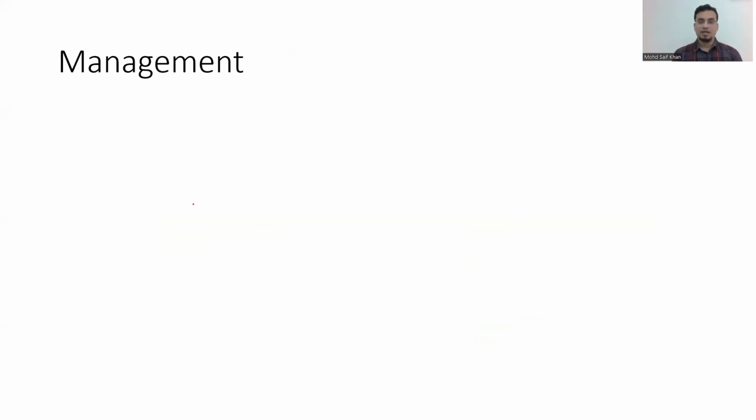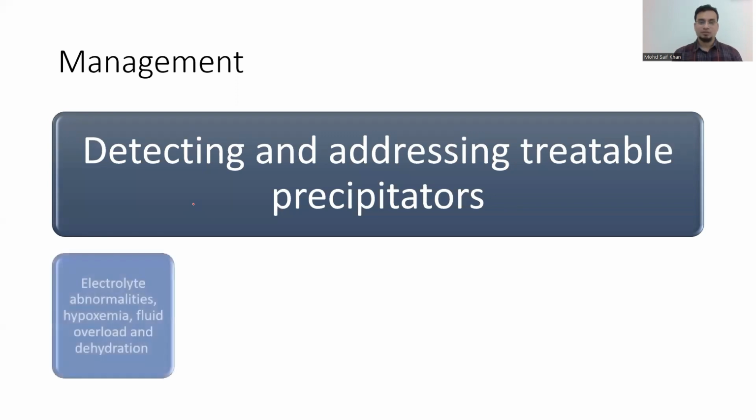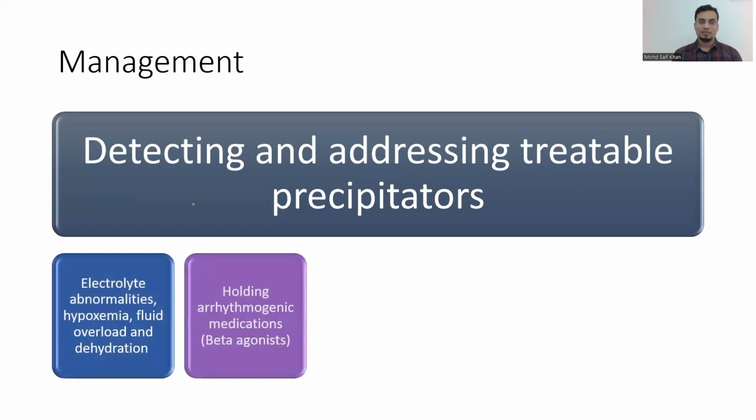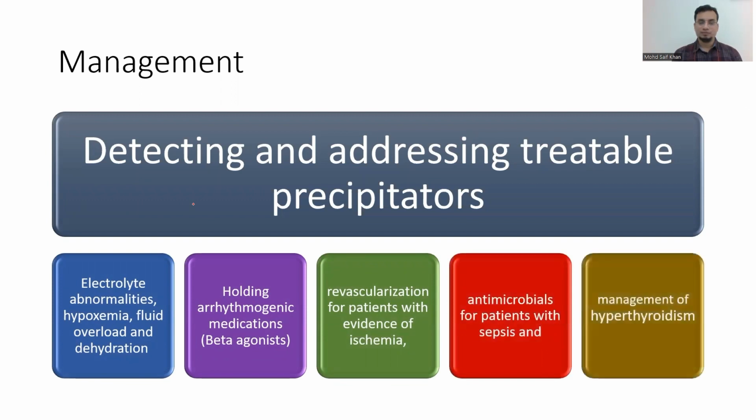So management lies in finding and addressing the risk factors, which I have already told you in previous slides: anemia, hypoxemia, hypotension, fluid balance, etc. These are important treatable precipitating factors which you should always pay attention to, to prevent and manage atrial fibrillation. Even hyperthyroidism is an important comorbidity, which you should always look for. Always send a thyroid profile for all patients who have atrial fibrillation that is not correctable with other causes.